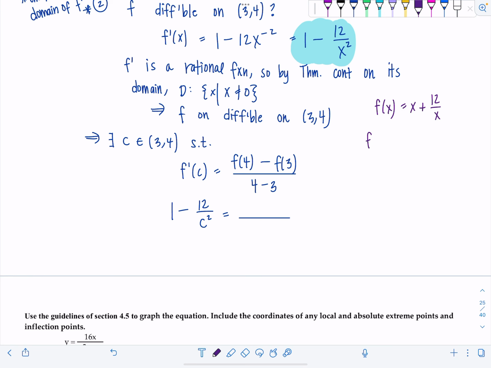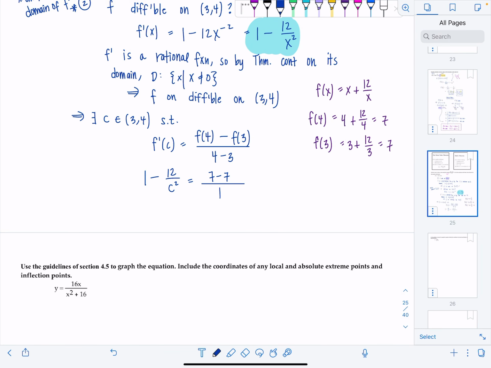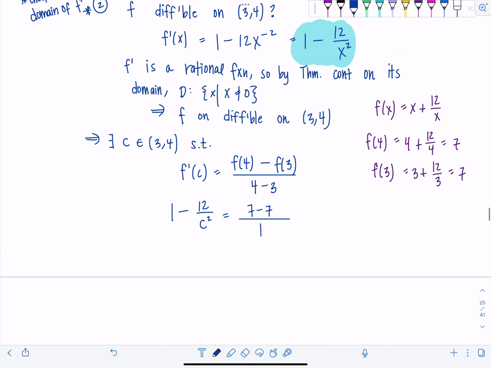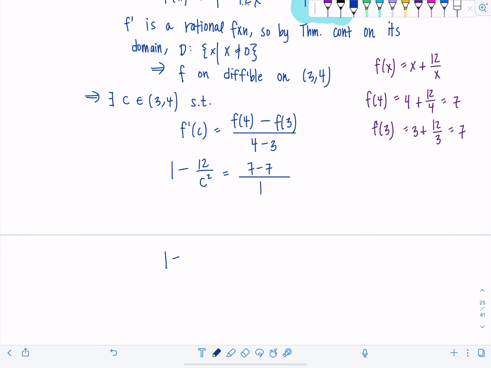Okay, so let's do f of 4. F of 4 is 4 plus 12 over 4. 4 plus 3, that's 7. And then f of 3 is 3 plus 12 over 3, that's 3 plus 4, that's 7 also. Oh, how funny. So that's 0 over 1, that's just 0. Don't have a panic attack. Let me add a page. I feel like we need it. I get stressed when there's not enough room and then I make mistakes. We don't want that. Okay, 1 minus 12 over c squared equals 0.